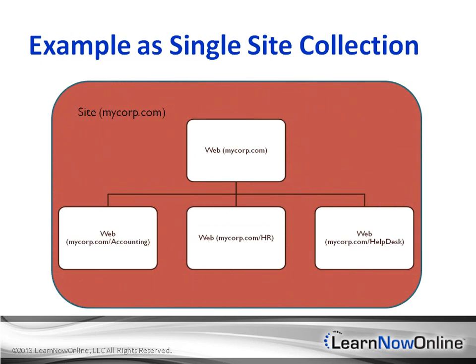It's actually more like this. The site collection contains everything, and we still have a root web. That root web is the web at the top of the hierarchy, and it can have subwebs, but they're all enclosed inside the single site collection, so they're all sharing the same security groups and all sharing the same data.